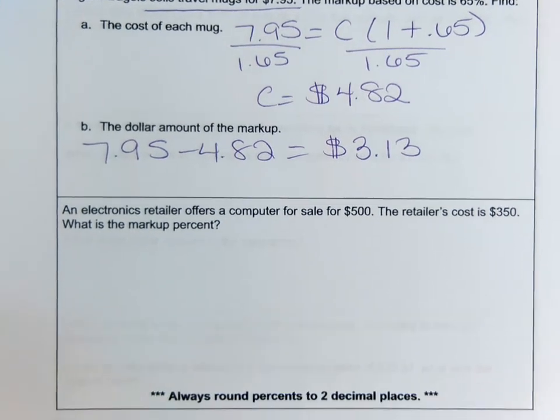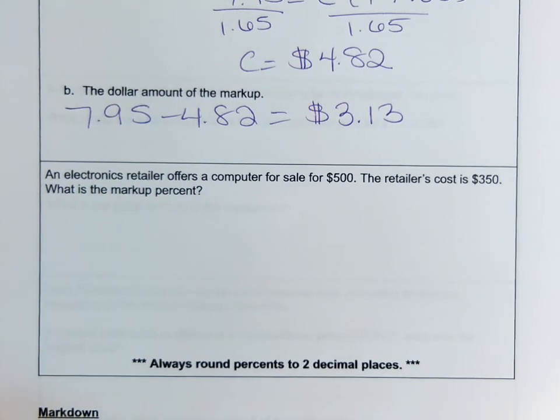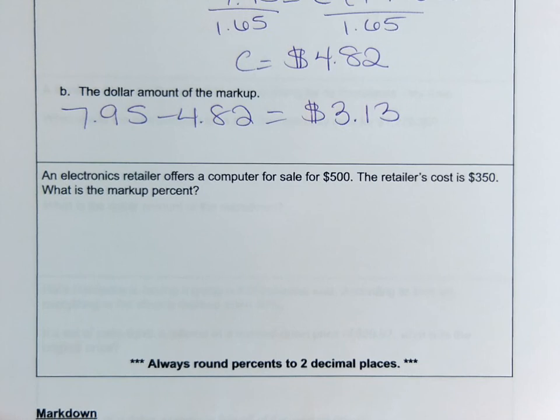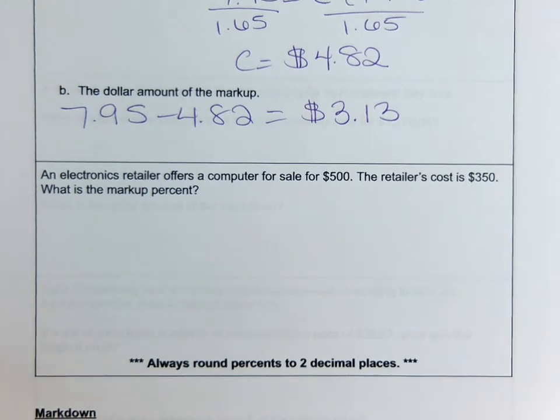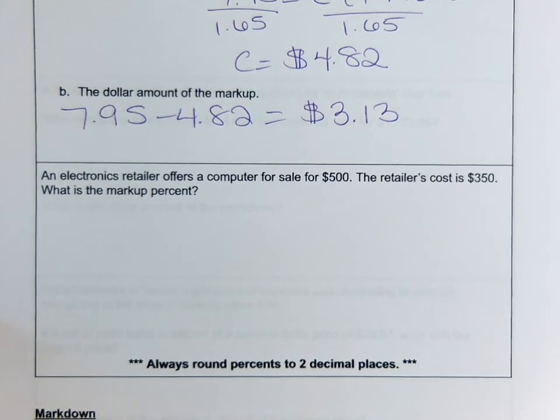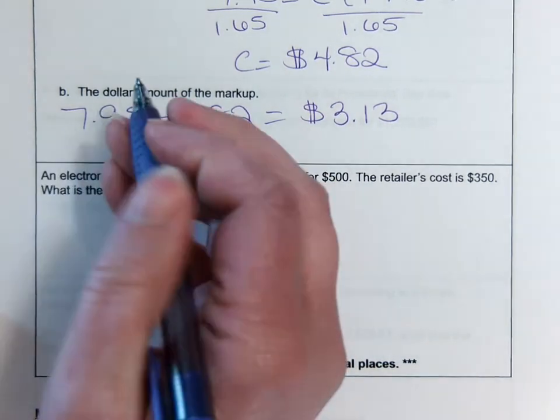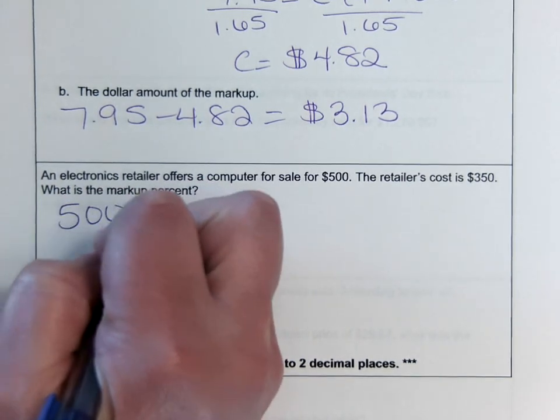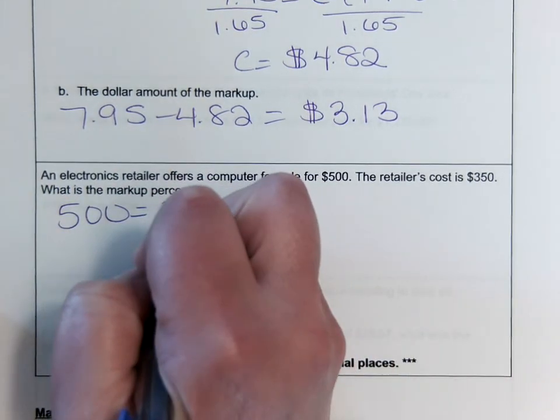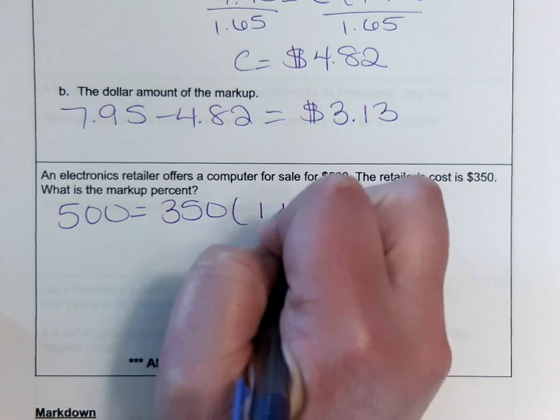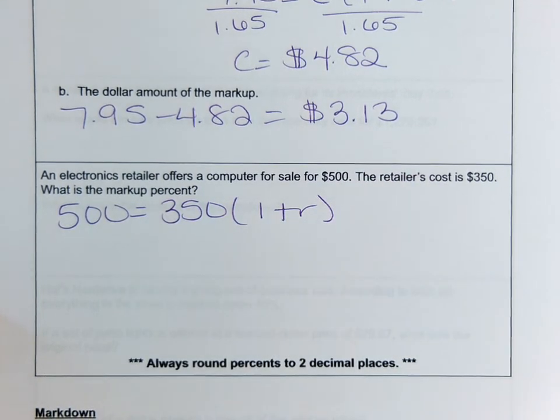An electronics retailer offers a computer for sale for $500. The retailer's cost is $350. What is the markup percent? Ooh, this is going to be a little different, but we can still do it the same way. It's been a while since we've done a question like this, but I know we can do it. So we know the retail price is $500. The original cost was $350, and we have 1 plus R.